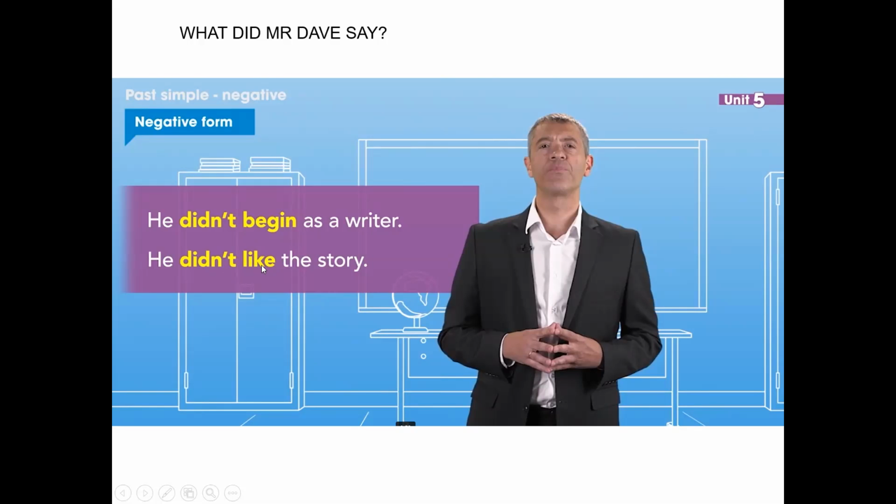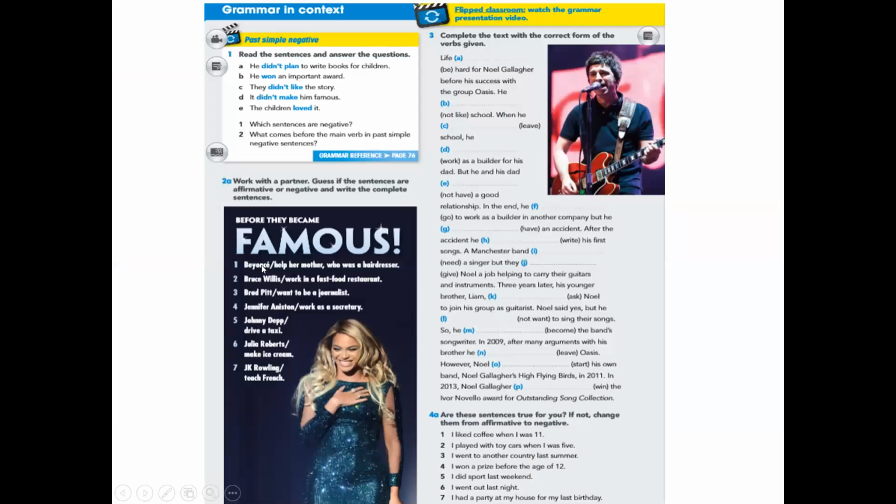Please be careful. Let's see how our book is showing it. It's giving you sentences and answering questions. He didn't plan to write books for children. He won an important award. They didn't like the story. It didn't make him famous. As you see, they are all verb one and all didn't. As for the affirmative, they are verb two and ed.